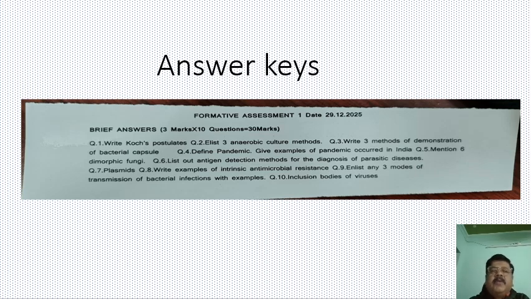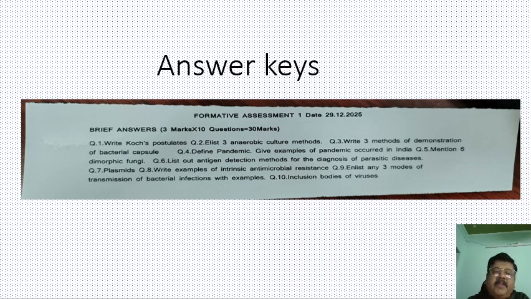So this is the question paper, and in this video, the review of the answer keys of this question paper will be there. The first question is Koch's postulates. Second is enlist three anaerobic culture methods. Third question, write three methods of demonstration of bacterial capsule. Fourth, define pandemic. Give examples of pandemic occurred in India.